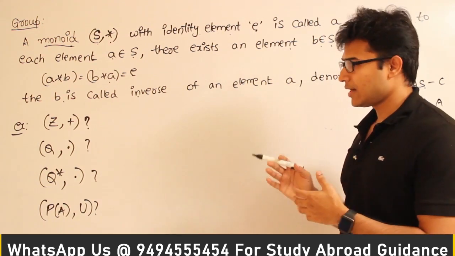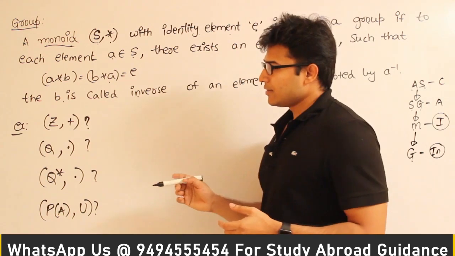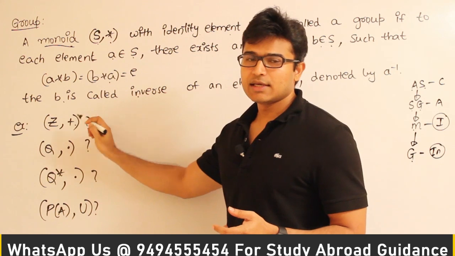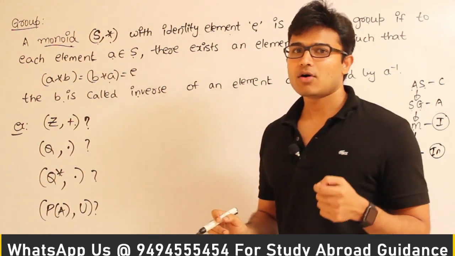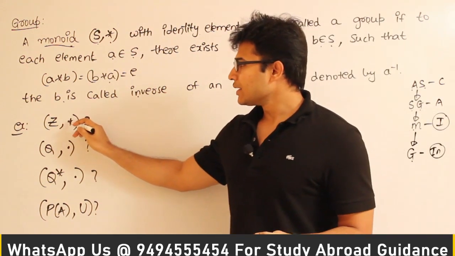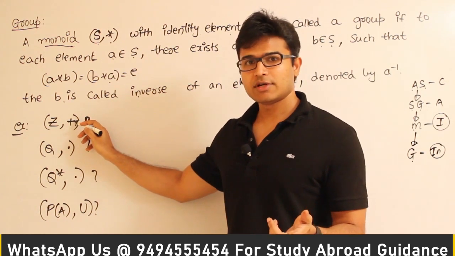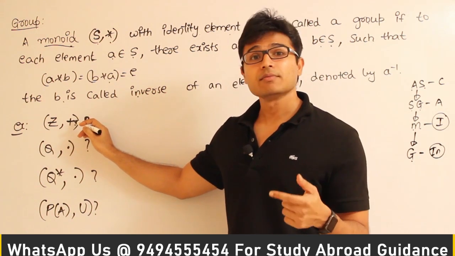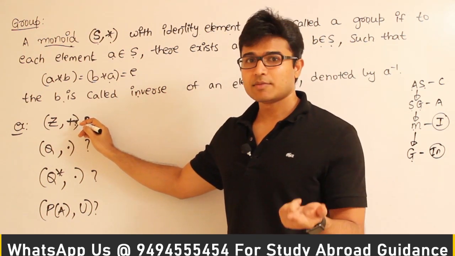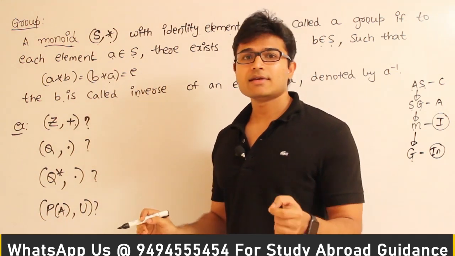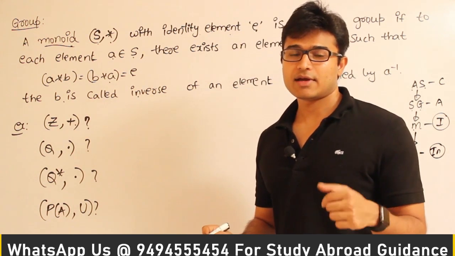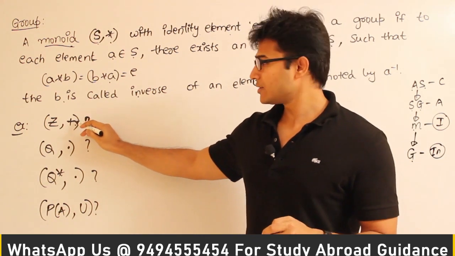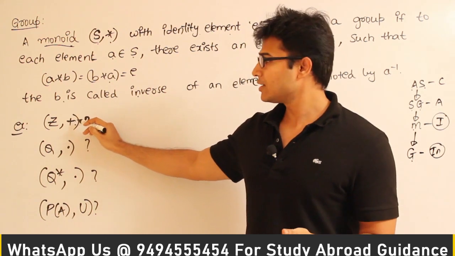So now I'll explain with an example. Will the set of all integers with the operation plus be a monoid or not? First of all, it is closed, isn't it? Therefore it is definitely an algebraic structure. Second thing is it is associative. Plus is associative, therefore it is a semigroup. And next thing is the identity element exists. What is the identity element here? The identity element is going to be 0. Since 0 exists, it is a monoid.